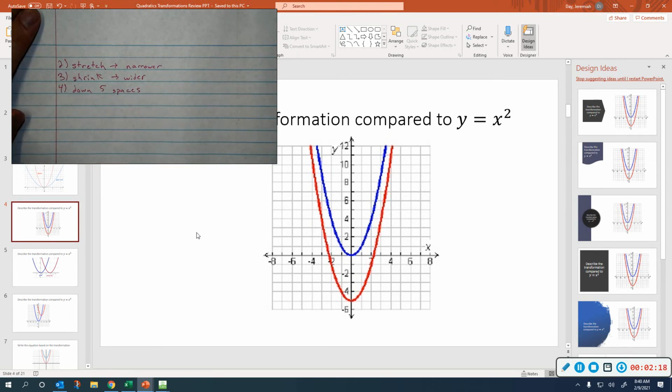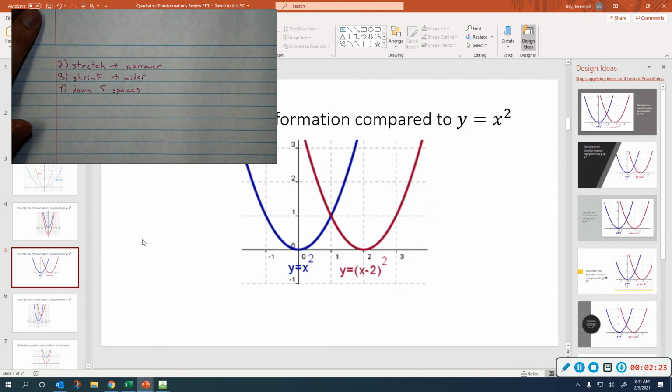Now, I want you to try 5 and 6. Try 5. This is number 5. Write down your answer. Ready, set, go. Okay, so you can see from the blue line to the red line it is just shifted over. We remember from the equation that x lies, so it's written as x minus 2, but this is just a shift to the right 2 spaces.